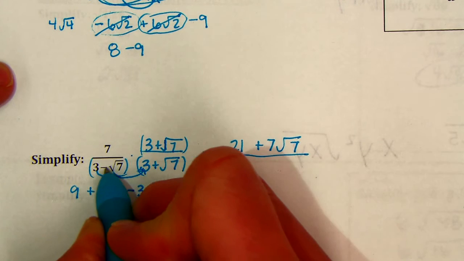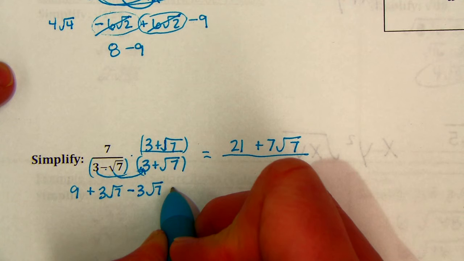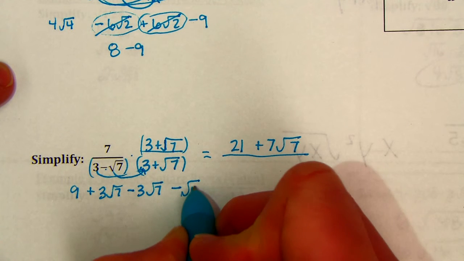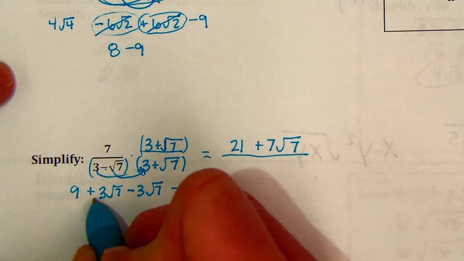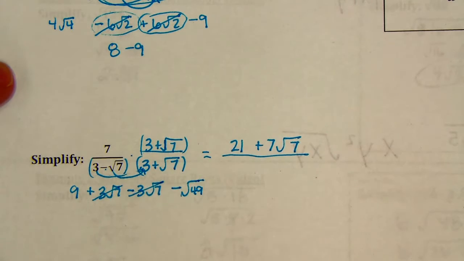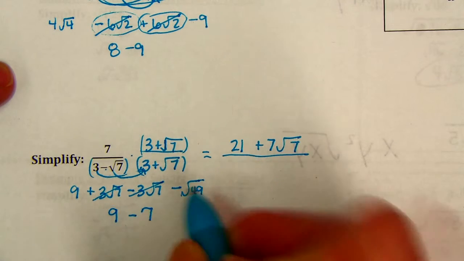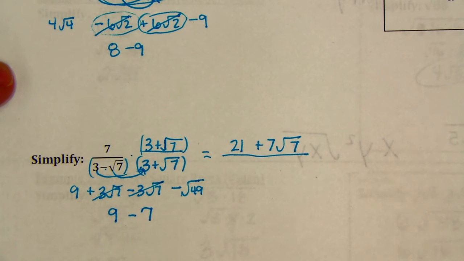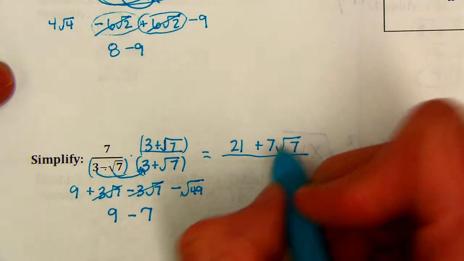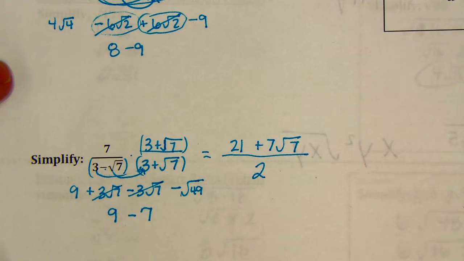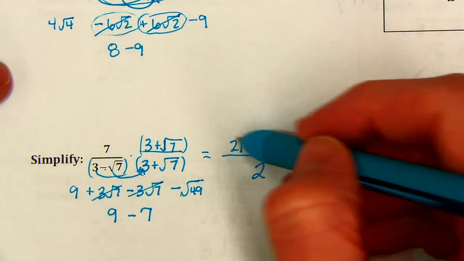These two, as usual, will cancel. And I'm going to get 9 minus 7, because that's the square root of 49. 9 minus 7 is 2. Now, you want to always look at your coefficients to make sure that we can't reduce. 21 doesn't reduce, 7 doesn't reduce over 2, so we are done.